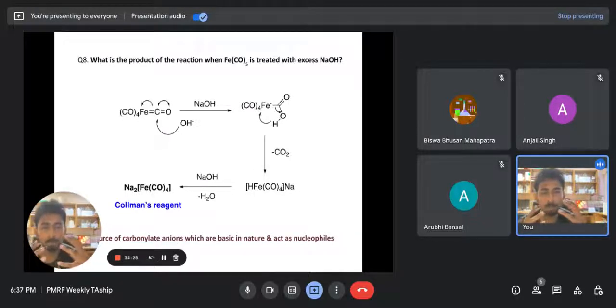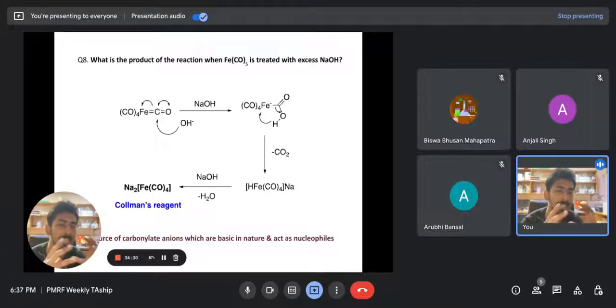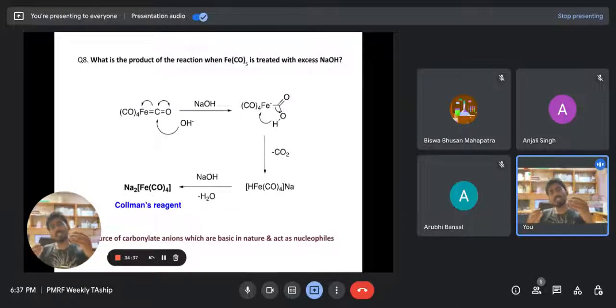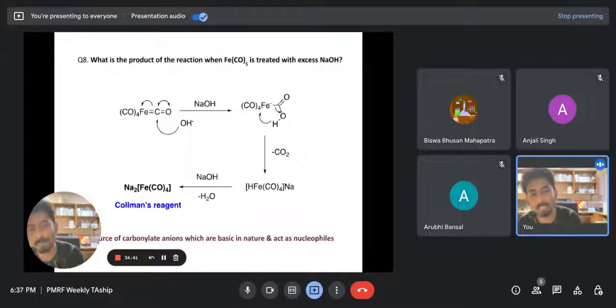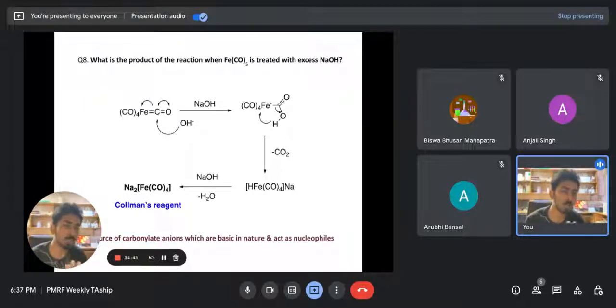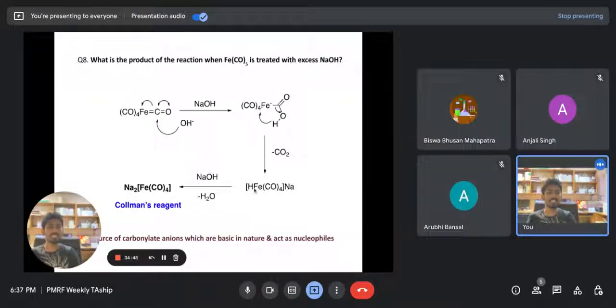Due to this accumulation of very high negative charge on the species, and since the metal atom is already negatively charged, you know metal atoms are actually prone to have a positive charge upon them. But if you have a negative charge on a metal, it is quite unstable and quite reactive in nature.